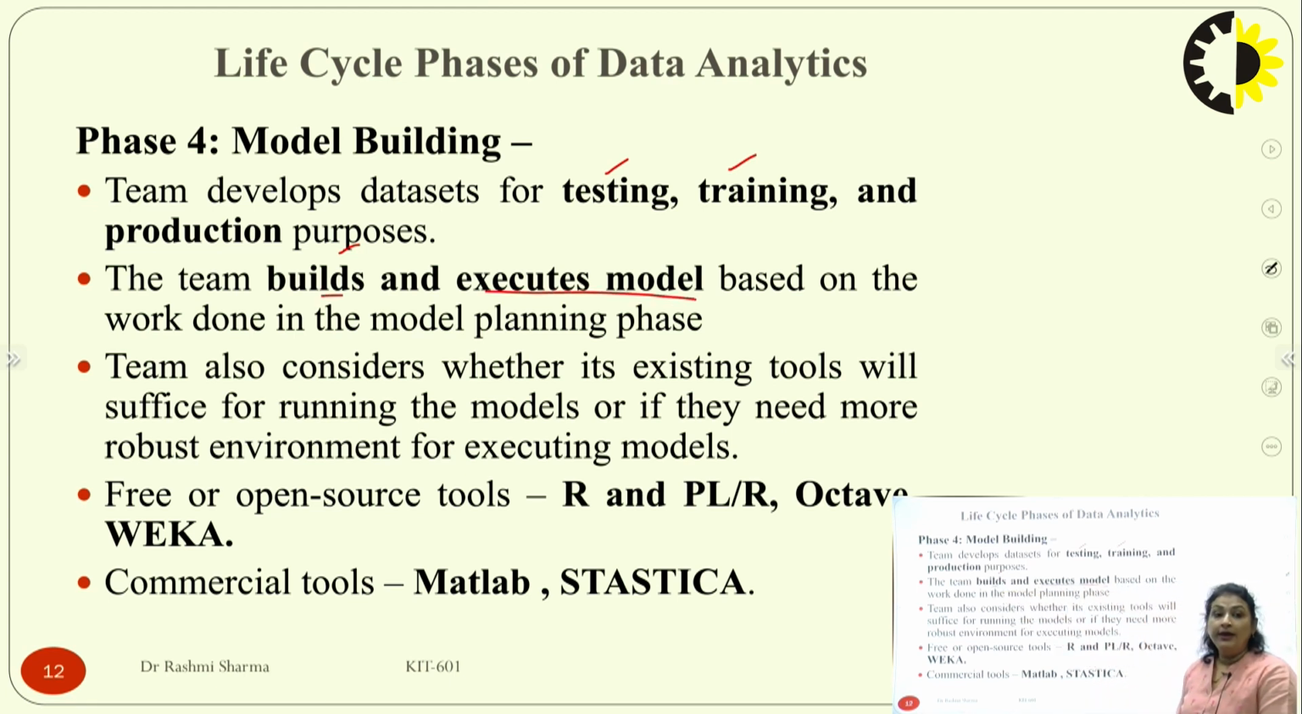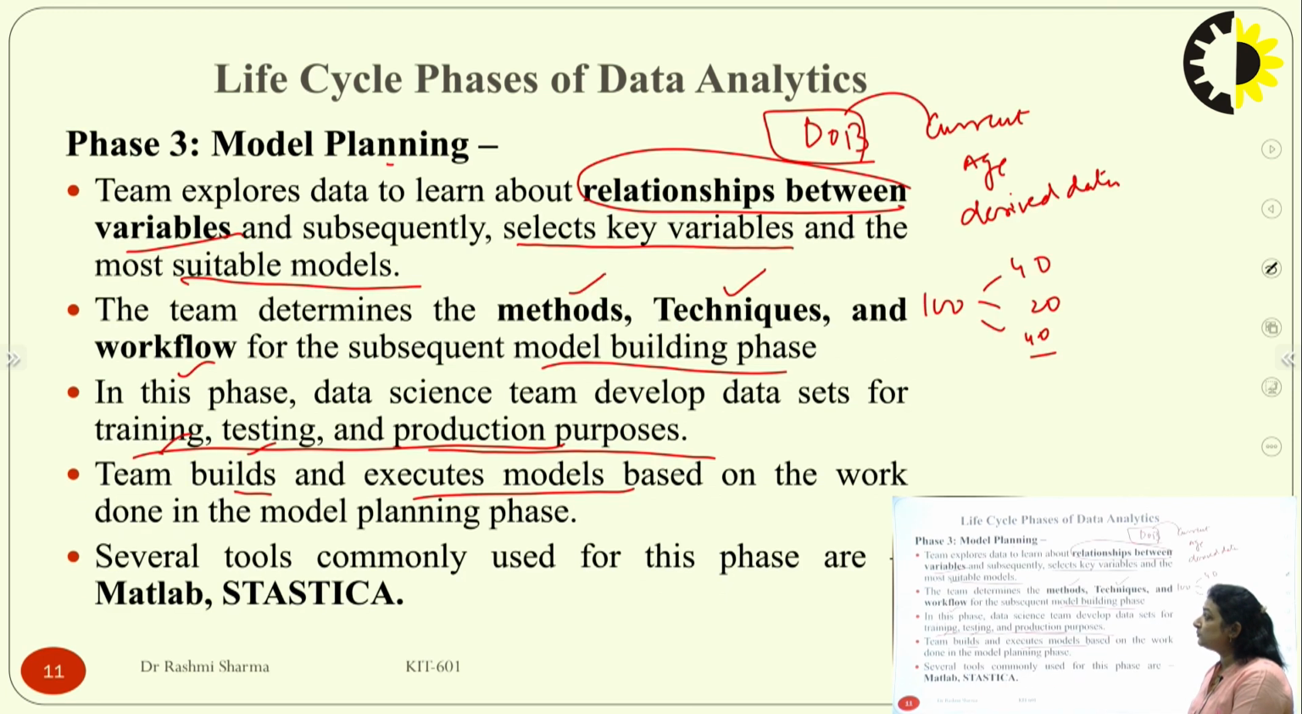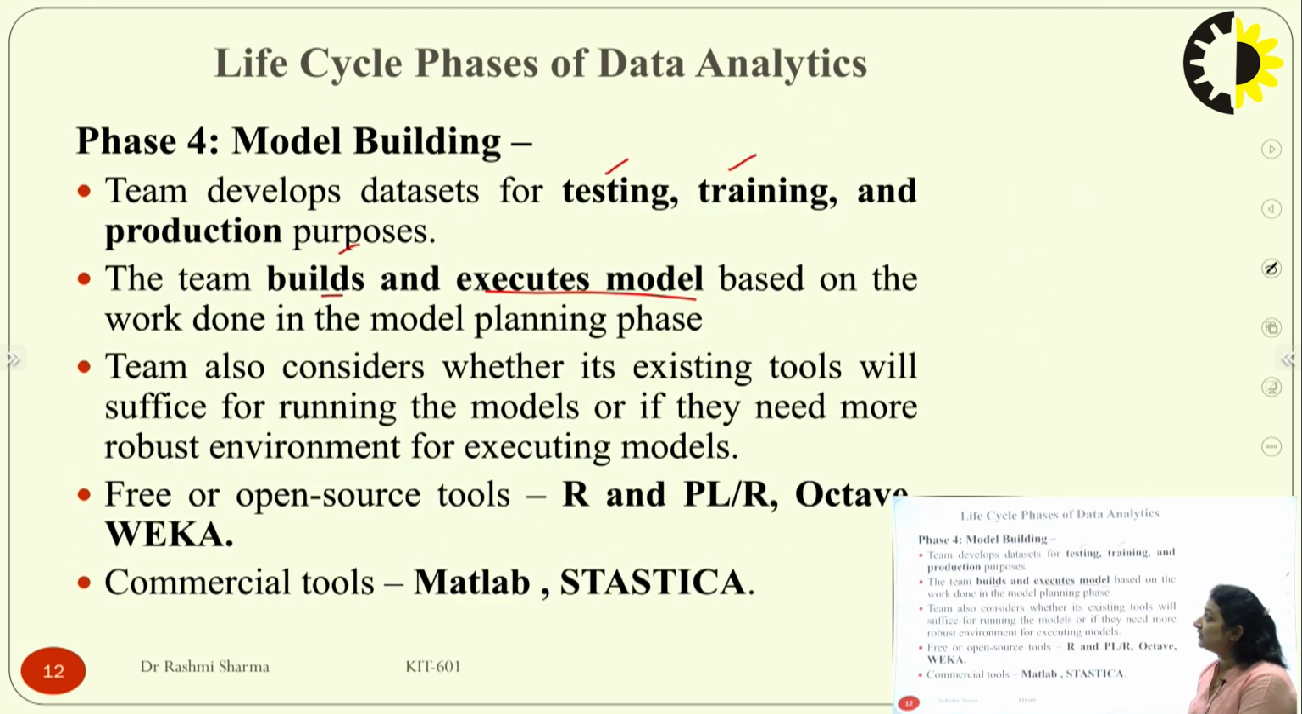and then the team builds and executes the model. In the previous step, the model was planned, and now we are actually building, or coding, this particular model, and giving this data as input and getting the output. So the team considers whether its existing tools suffice for running the model. It can think: if we have thousands, millions, billions of data, is my tool efficient enough to run that data? If not, then we should jump to another tool.